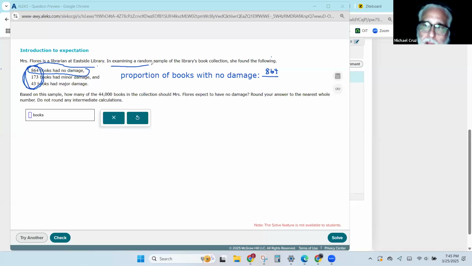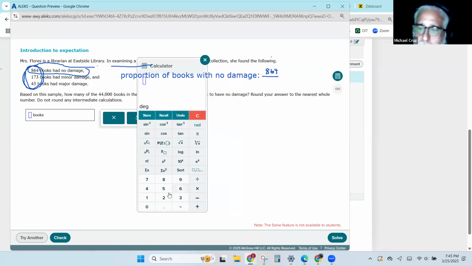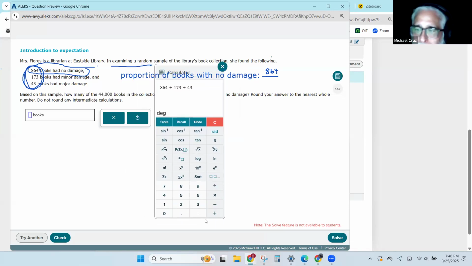See? And examining a random sample. In other words, somebody went out there and just picked books at random to make sure that it represented the entire 44,000. And then this came out to be, and what we got to do is we got to add up all those. So 1,080.